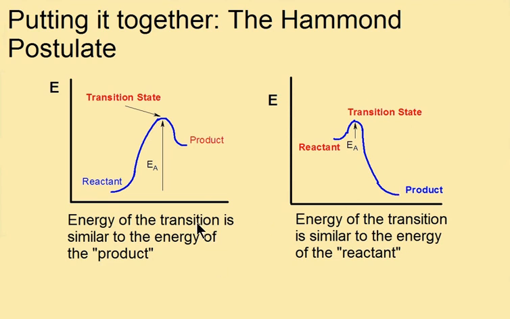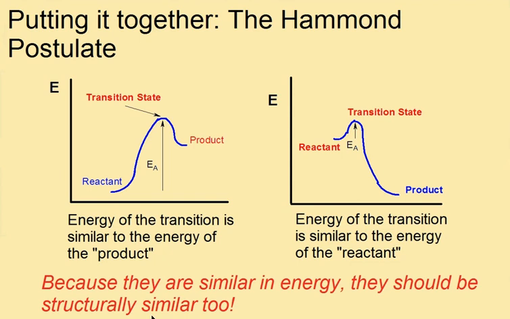Energy-wise, they're more similar, because the product and reactant in these two halves of the same reaction is the carbocation intermediate. So if they're similar in energy, Hammond postulated that they were similar structurally to each other, and that's important. Similar energetically, so similar to each other structurally.